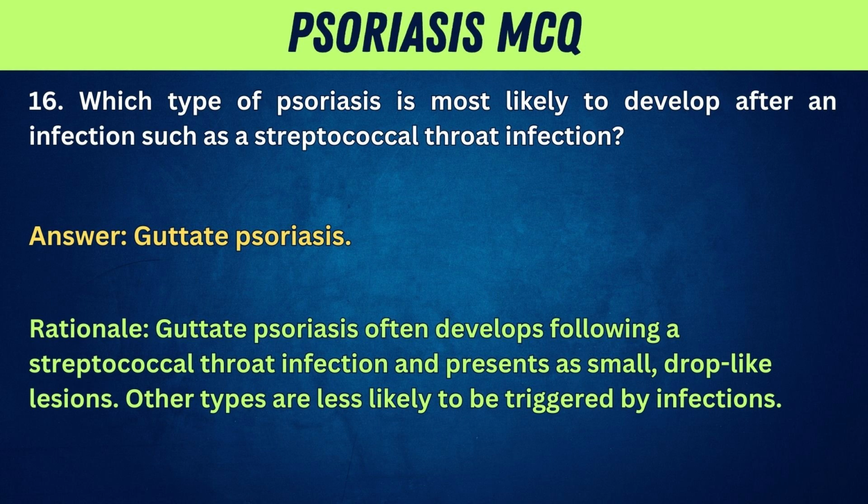Answer: guttate psoriasis. Rationale: guttate psoriasis often develops following a streptococcal throat infection and presents as small, drop-like lesions. Other types are less likely to be triggered by infections.